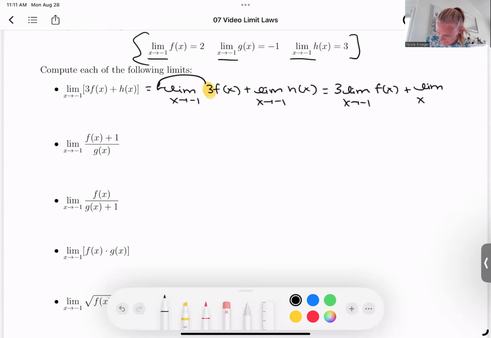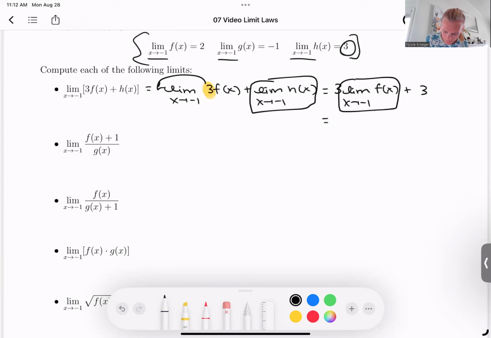We still have that limit. Actually, the second piece here will make our life a little easier. We know that that is equal to 3, so I can just write a 3 out here. Now this piece here is equal to 2. So I can have 3 times 2 plus 3. So that's 6 plus 3, which gives me 9 out here. So the limit laws allowed us to compute that limit using all of these properties.